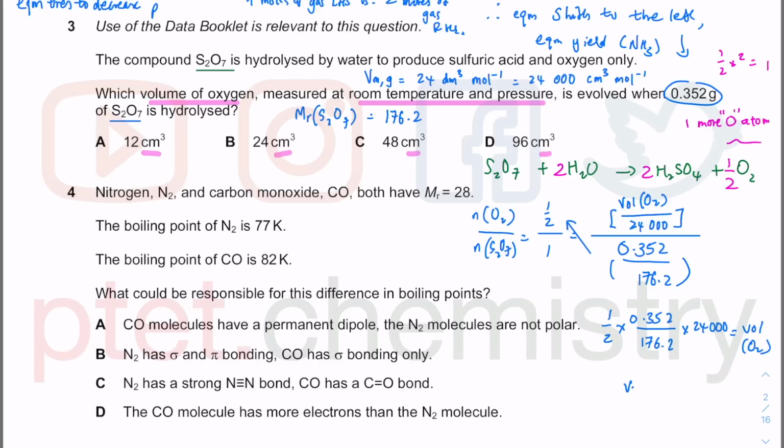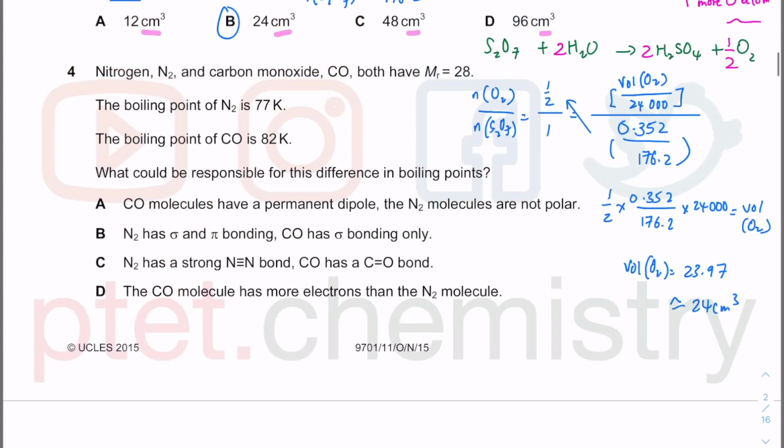So I get the volume of O2 being 23.97. This will be in cm cube, so give or take 24 cm cube. That's the closest option there, option B. All right. On to the next question, we have nitrogen molecule and also carbon monoxide.